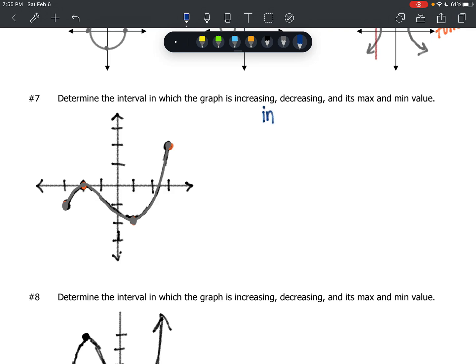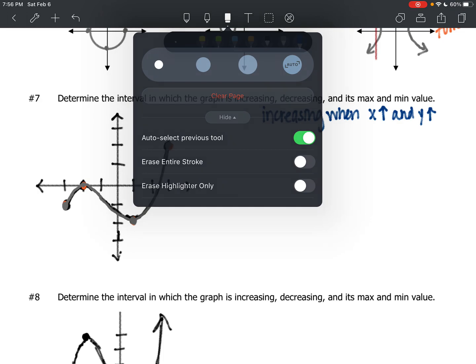So a graph is increasing. It's considered to be increasing when x increases and y increases. So if x and y are both increasing, so as x increases, y increases. That means that the function is increasing at that point.